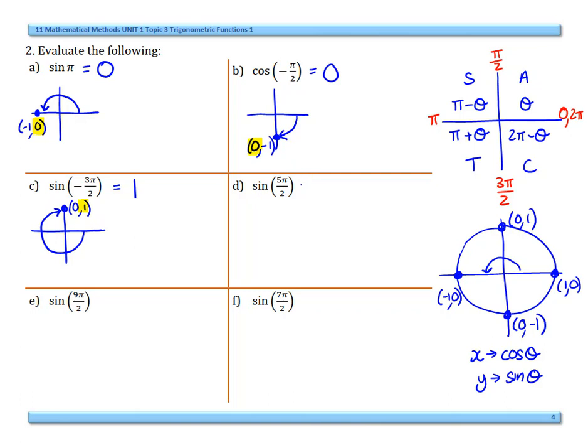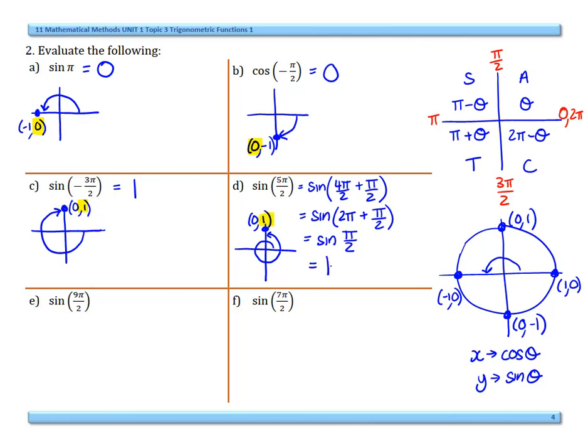Sine 5 pi on 2. We have to play with this a little bit. It'll be sine of 4 pi on 2 plus pi on 2. That's sine of 2 pi plus pi on 2. So we're going all the way around to 1 revolution up to pi on 2. So because we've gone around 1 whole revolution, we can say this is the same as sine of pi on 2. Well, at this point here, that's the coordinate 0, 1. Sine is our y coordinate, so my answer is 1.